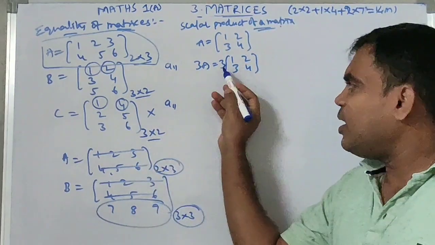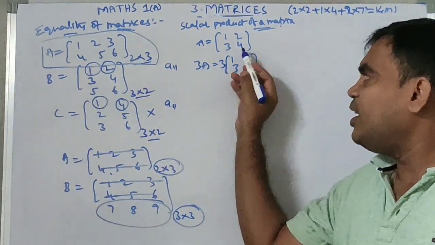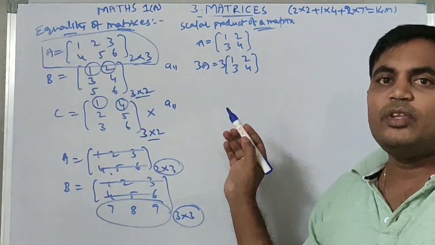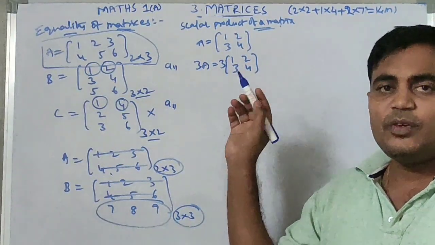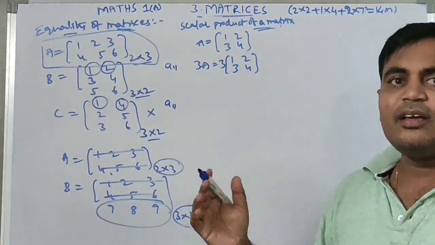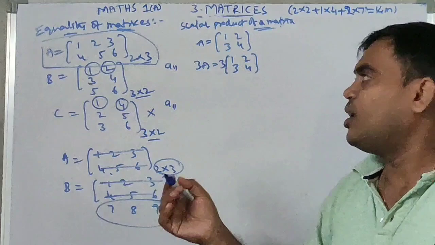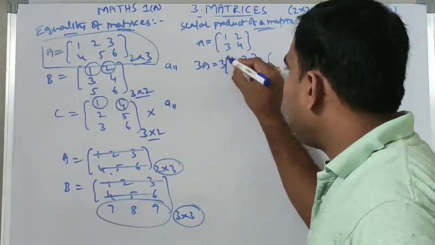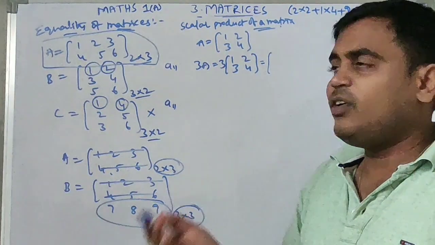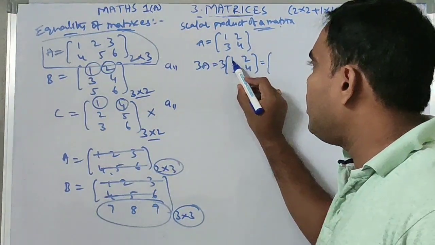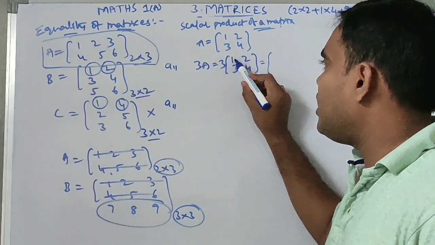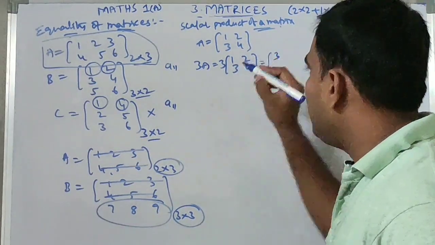We should multiply this number with each and every element, and we must write the result in the corresponding position. So 3 into 1 is 3. We must write 3 in the position of 1, the first row, first element. The product we got, we should write there only.